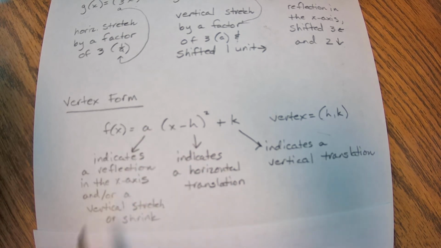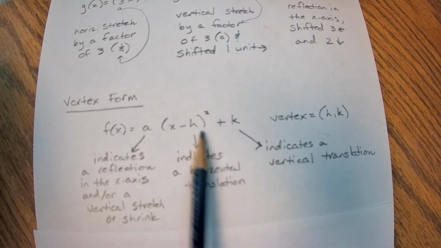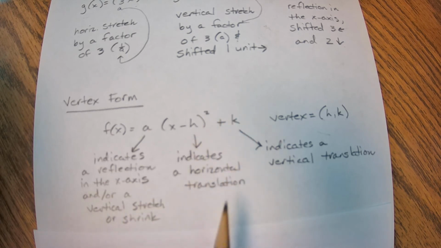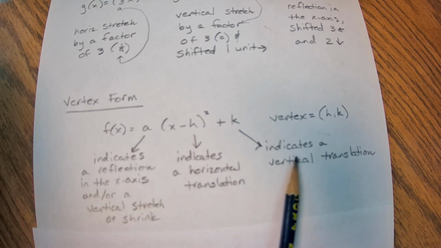Okay, a indicates either a reflection in the x-axis, or it indicates a vertical stretch or shrink. h indicates a horizontal translation. Remember, a translation is just sliding it up or down, back and forth. And k indicates a vertical translation.